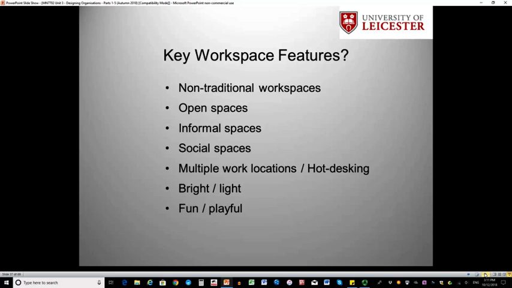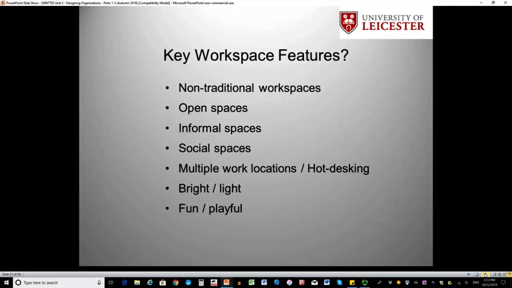The other dimension of difference is that they all seem to embrace openness. They all seem to have open spaces. They seem to have lots of informal spaces, lots of social spaces, places that don't look like work places, they look like social spaces. They seem to have lots of hot desking, so that you don't work in one place, you work in multiple locations. Possibly you're working in a social space one minute, at your desk at another minute, at another desk another day, perhaps in the canteen or outside the building later.